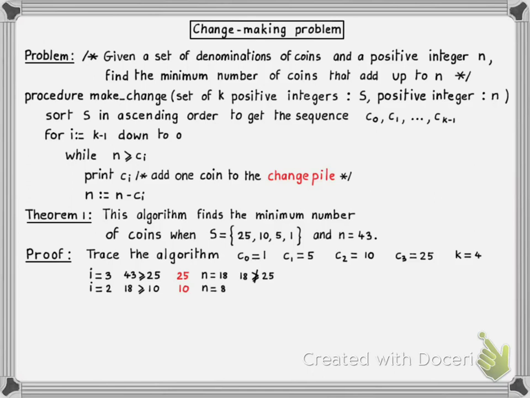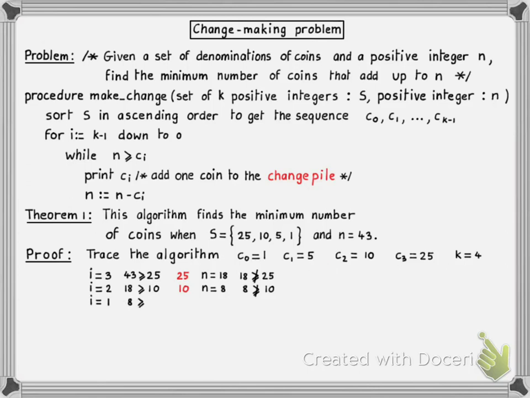We go back to the top of the while loop and ask if 8 is greater than or equal to 10. The answer is no. That is the end of the while loop, and we're ready to start the third iteration of the for loop. i is equal to 1. That is, now we're going to consider the next coin denomination down, namely the nickel.